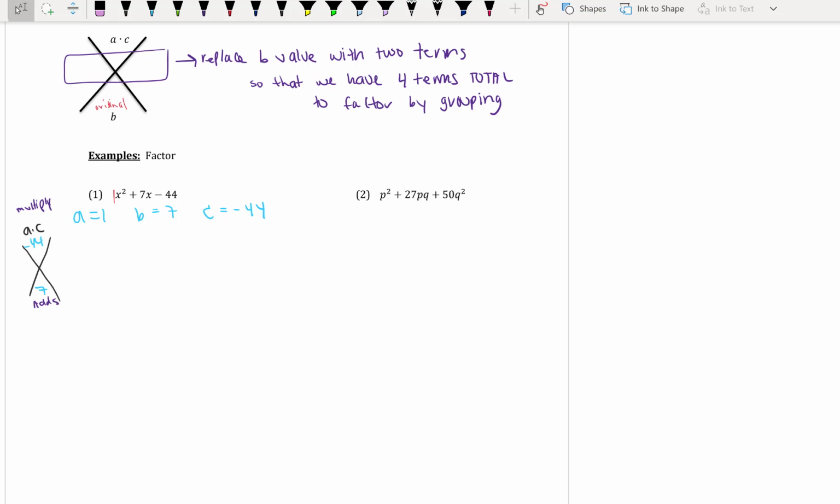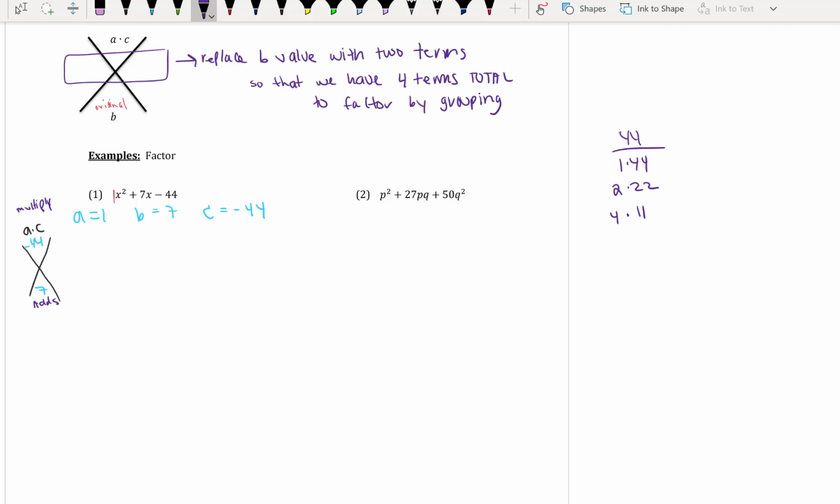I'm going to use it on the right hand side. I want something that multiplies to 44 and adds up to 7. So let's think of our multiples of 44. I have 1 times 44, 2 times 22, 3 does not go into it, and I also have 4 times 11.